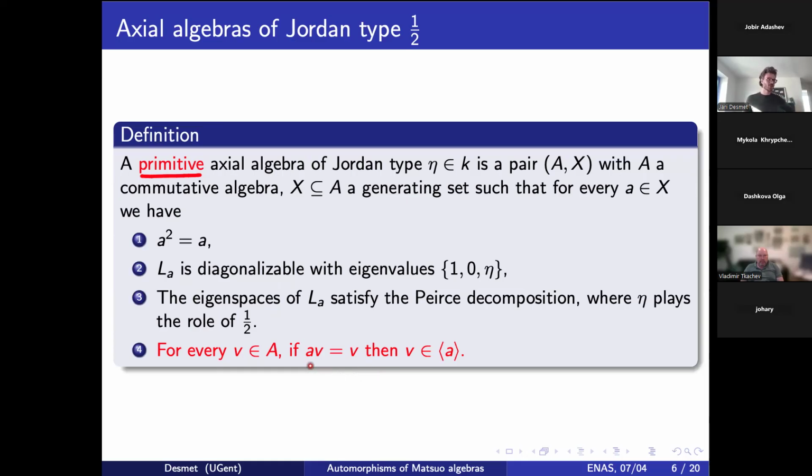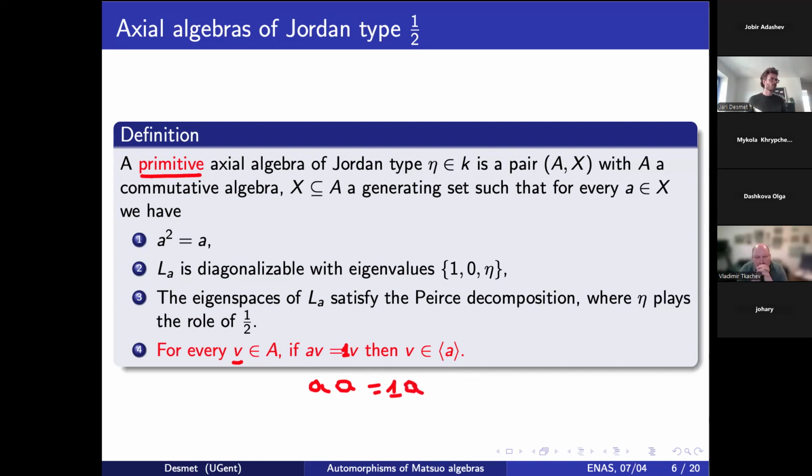What does that mean? It's essentially like if I have an element that is a 1 eigenvector, so A times V is equal to 1 times V, then V should actually be just A up to a scalar. In other words, V should be equal to A up to a scalar, but this is as small as possible, right? Because A times A is already equal to 1 times A, of course.